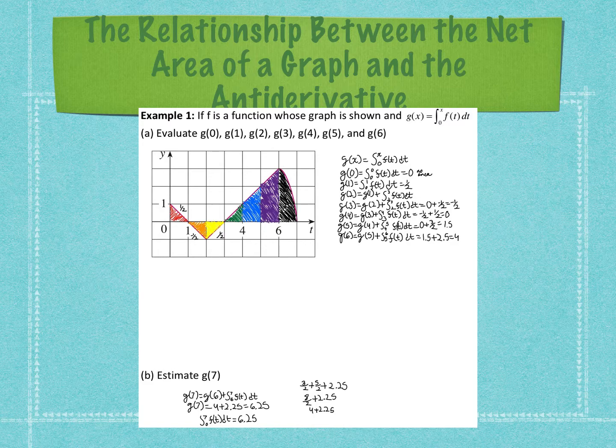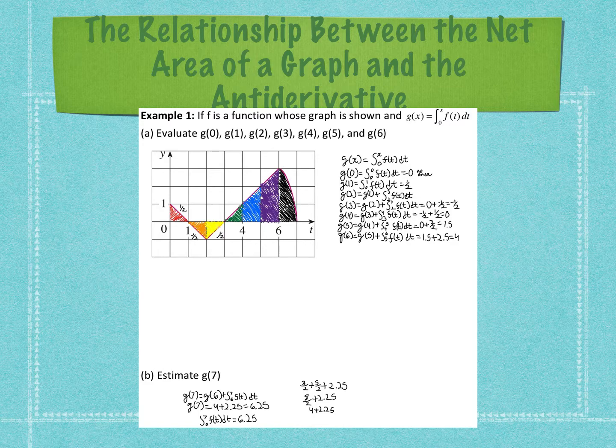g of 0, the integral from 0 to 0 of f of t dt, equals 0, because there's no area when there's no change in points. g of 1, the integral from 0 to 1 of f of t dt, is 1/2. g of 2 is g of 1 plus the integral from 1 to 2 of f of t dt, which is 0, because both are positive 1/2 and negative 1/2, so the net area of that would be 0.